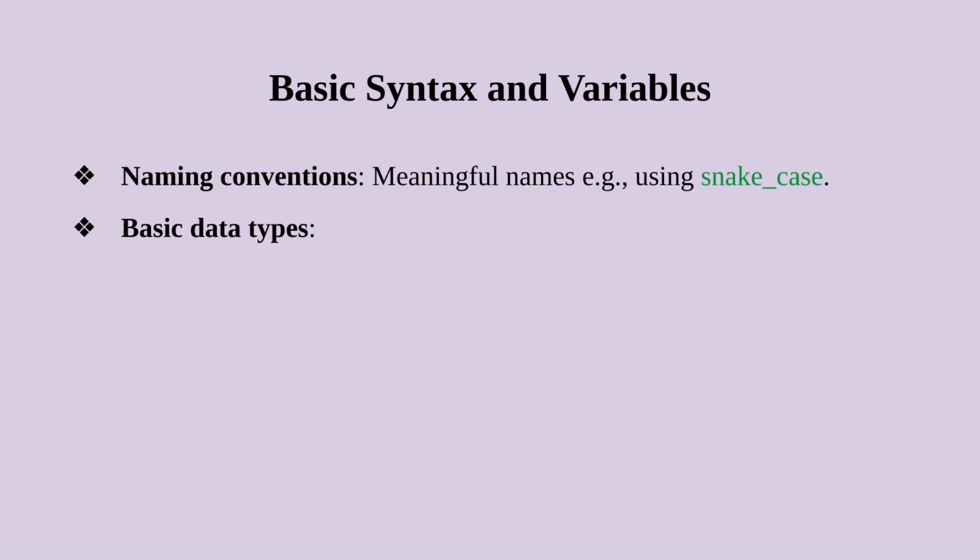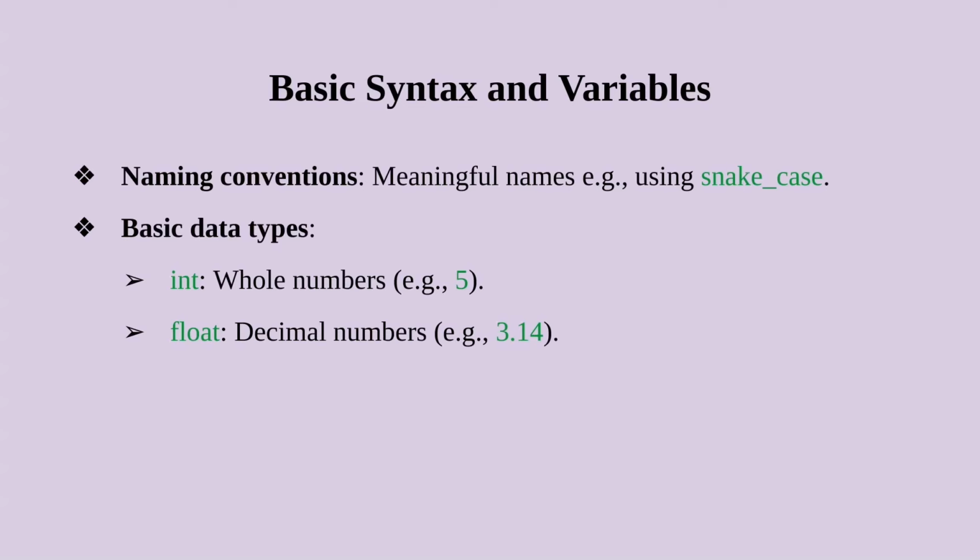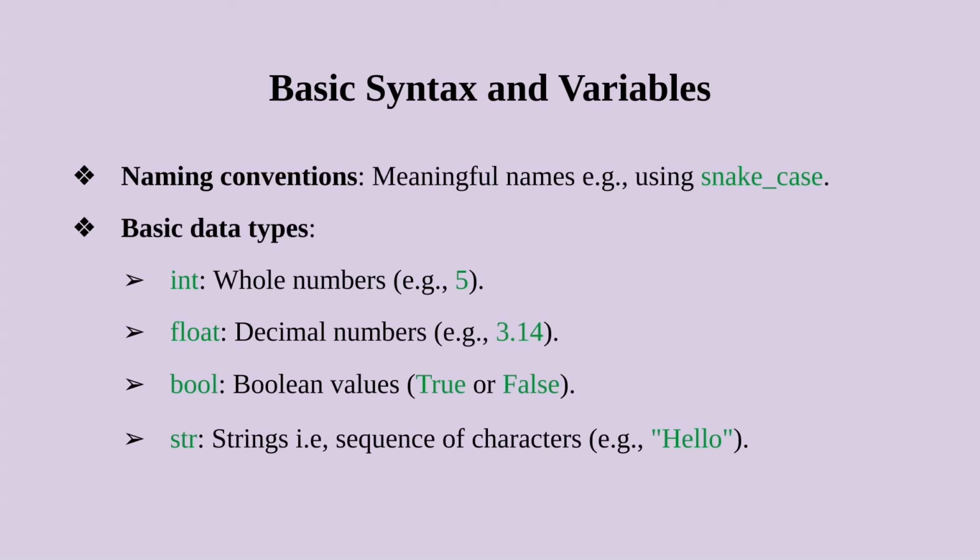Basic data types. Int, which represents whole numbers, for example 5. Float, which represents decimal numbers, for example 3.14. Bool, which stands for Boolean values, true or false. 1 and 0 respectively can also be used in place of true and false. And finally, str, strings, that is sequence of characters, for example hello.